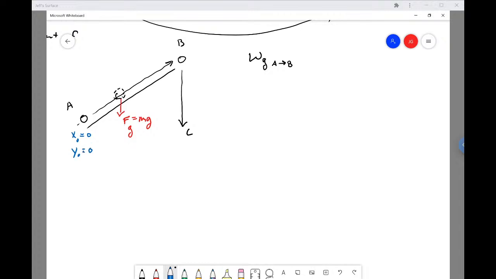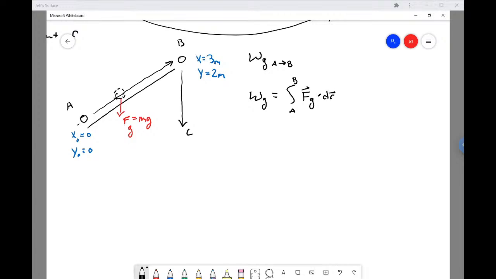called 0, and it rolls until it gets up here. We can give like actual numbers here. Let's say x final is 3 meters and y final is 2 meters. Okay, so we can think about the work done by this force of gravity as it goes from point A to B as the integral from point A to B of the force of gravity dotted into dr.